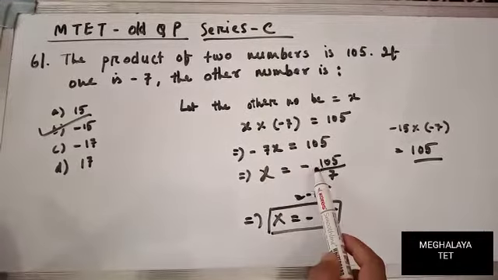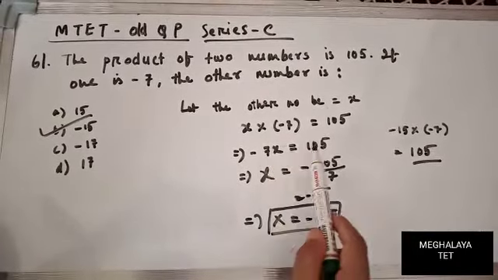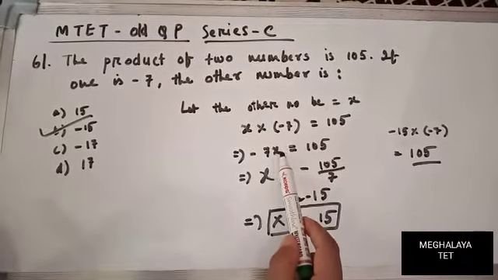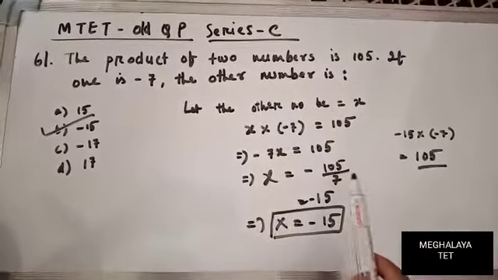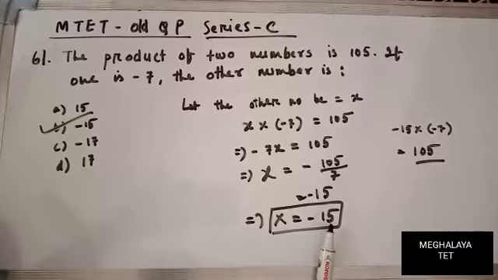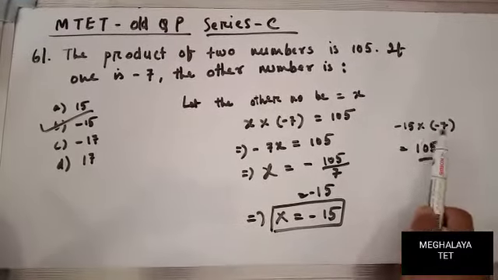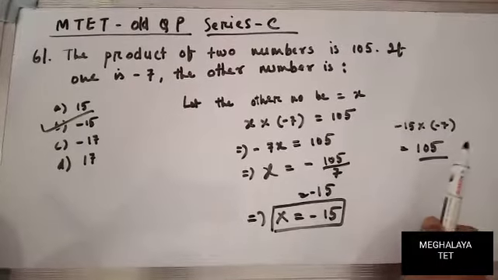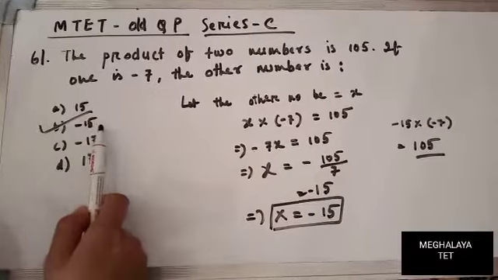So -7x is equal to 105, x is equal to -105 divided by 7, because the number multiplies x, so when it goes to that side, it will be divided. So what happens, we get -15. If we check that the product of the two numbers is 105, then it is correct. So -15 is the right answer for this question.